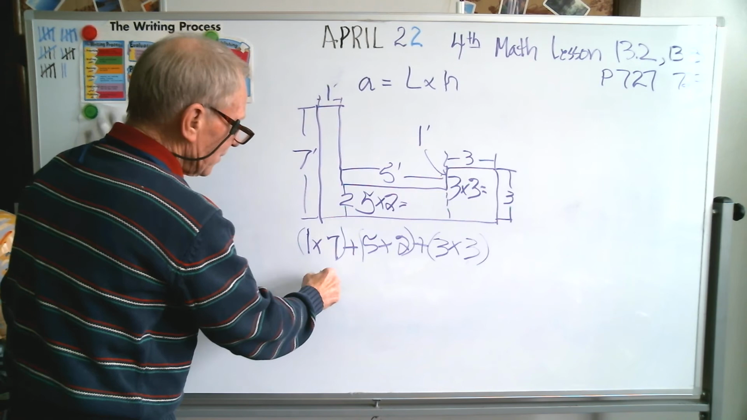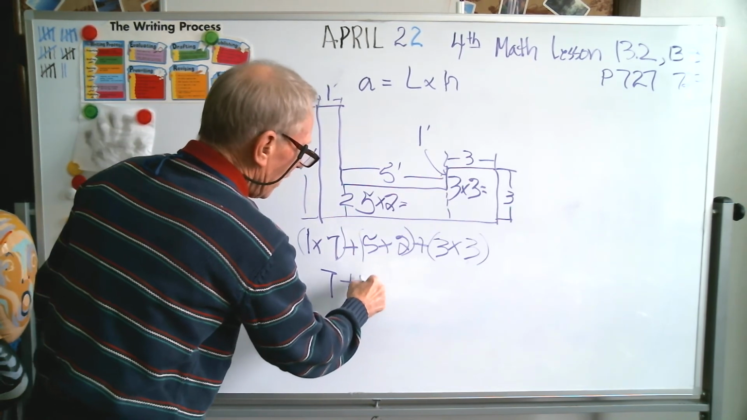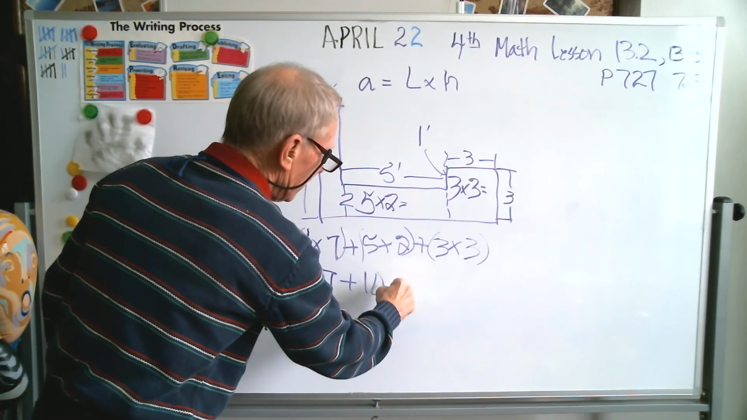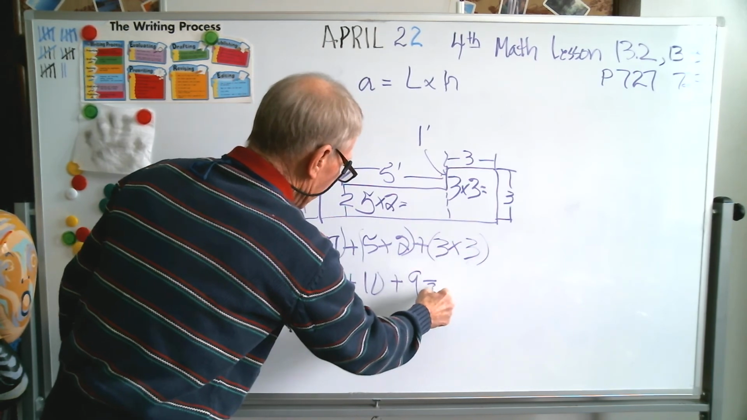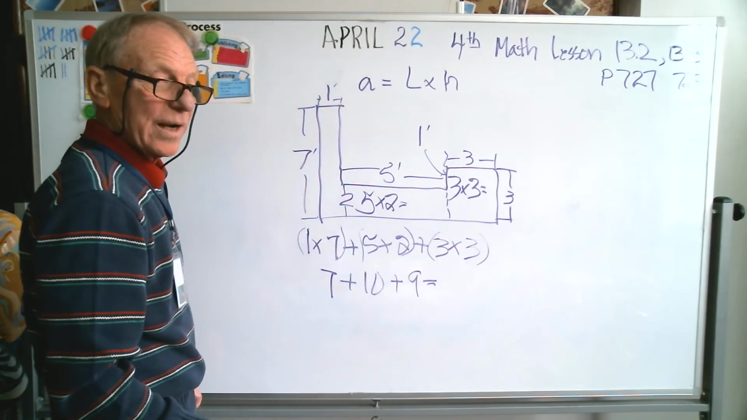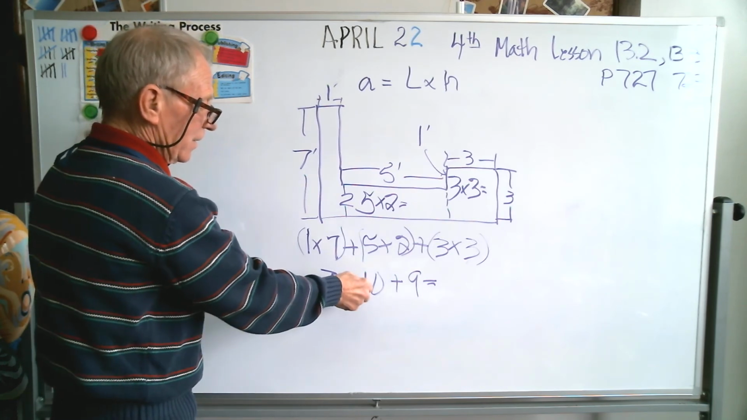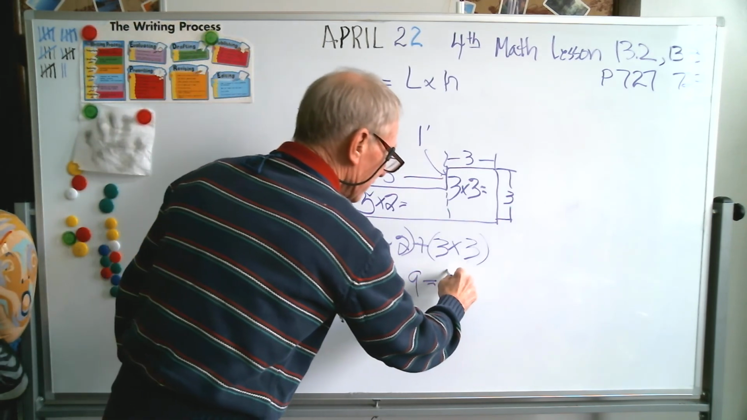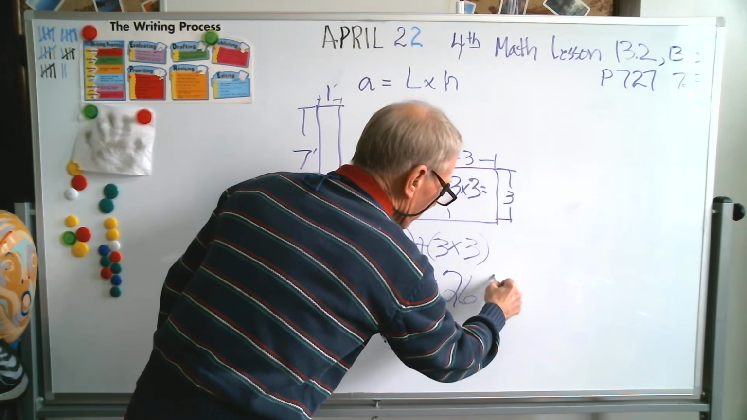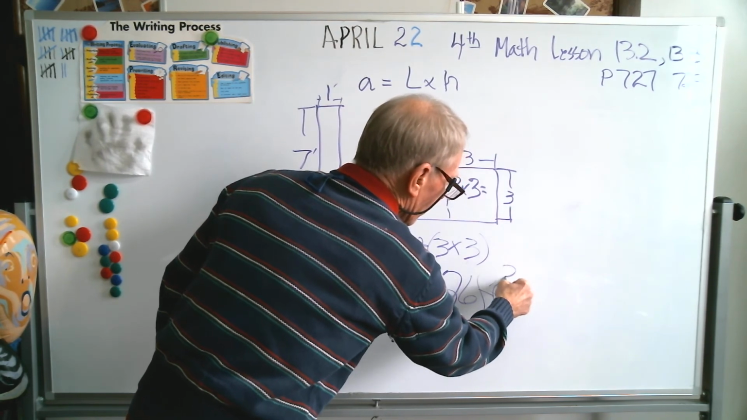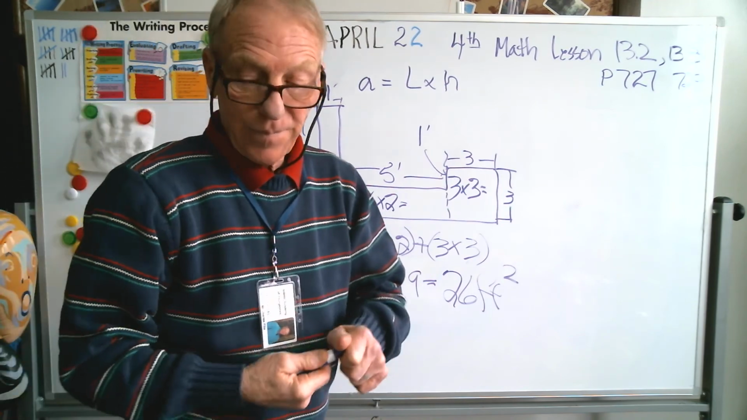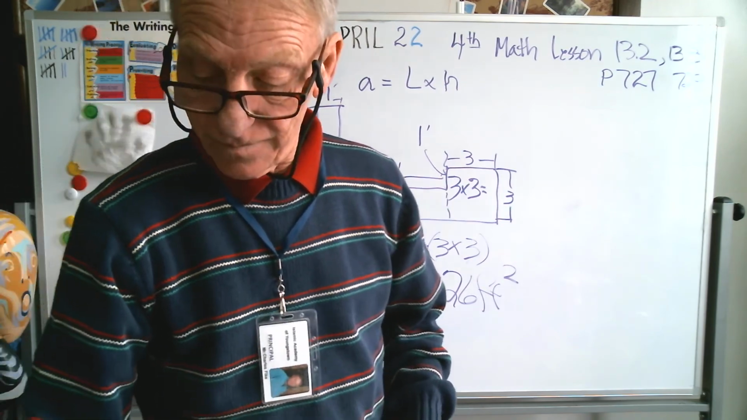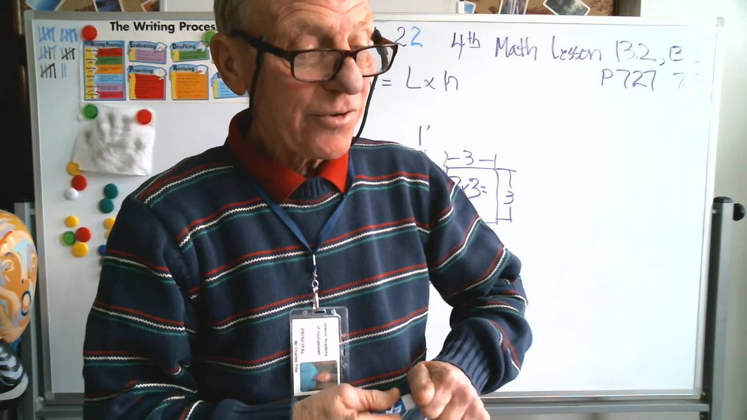So 1 times 7 is 7, plus 5 times 2 is 10, plus 3 times 3 is 9. And that equals 26. 17 and 9, 26. And that's feet squared. This is fun stuff. I'll bet you guys really get into it.